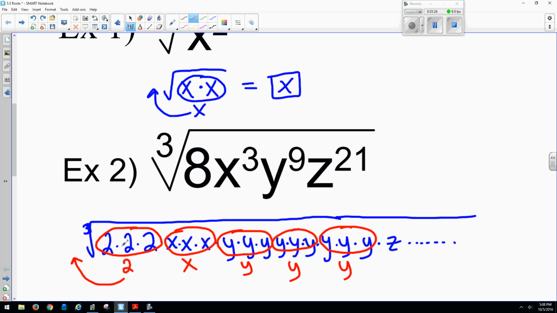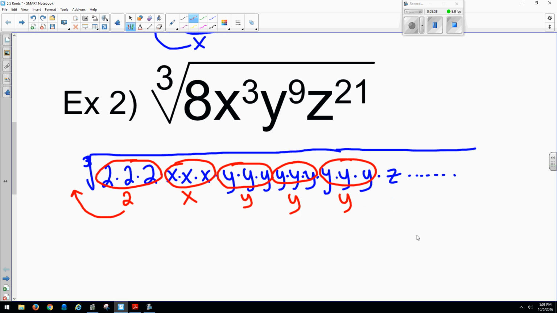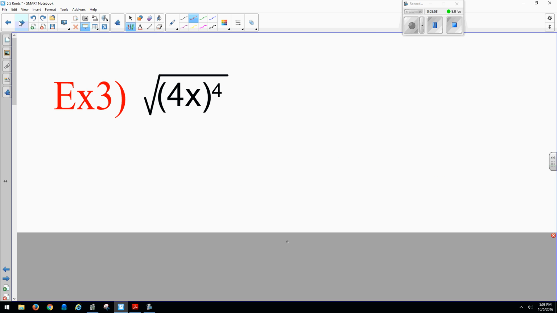So outside of the radical, we're going to end up with y cubed, or y to the third power. If we did in fact write out z 21 times, you'll see that there are 7 groups of 3. So that means we would take out 7 z's, or z to the 7th power. And so what we're left with is 2 times x times y to the third power times z to the 7th power. Go ahead and try number 3 on your own.